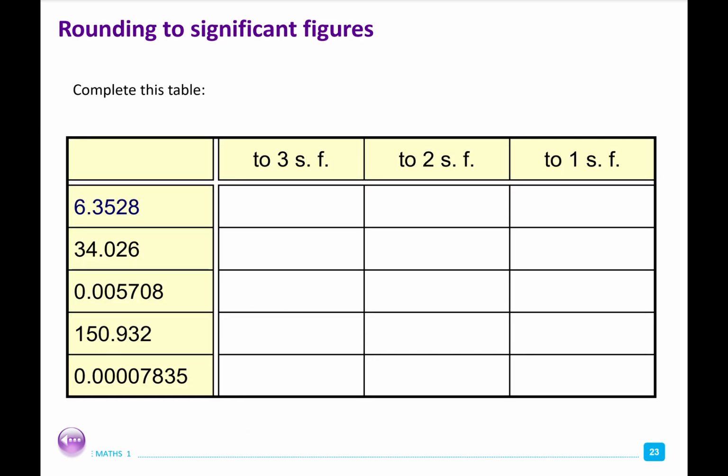Let's try a few more. Complete the following table. We must first round our value to 3 significant figures. This means we keep the 3 largest numbers. So in my case, I will keep the 6, 0.3 and 5. I must look at the 4th digit to see whether I round up or round down. My 4th digit is less than 5, and therefore I round down. I'm left with 6.35.